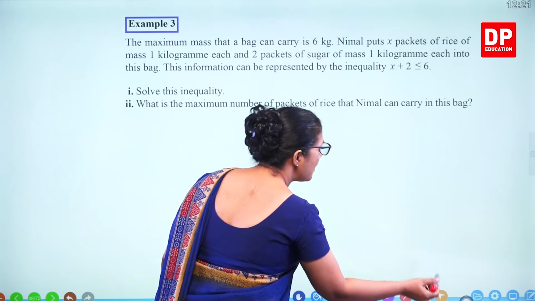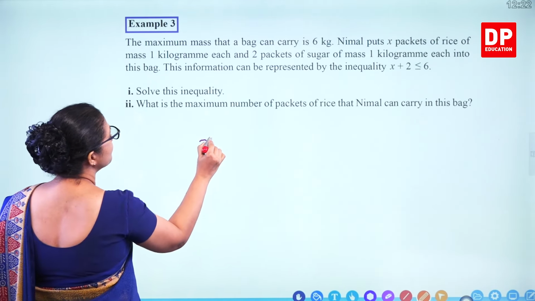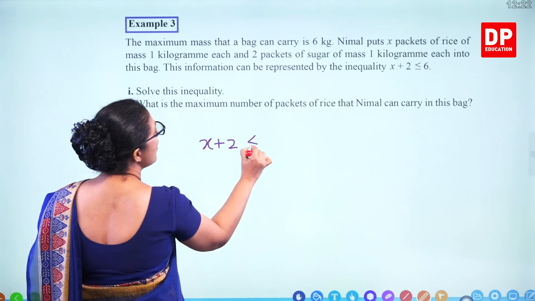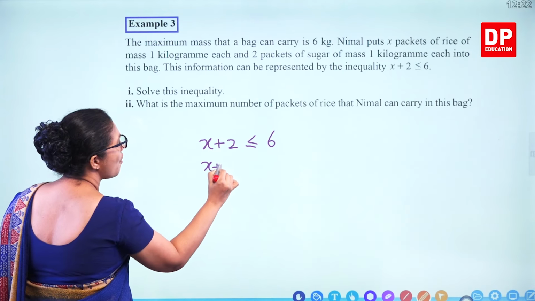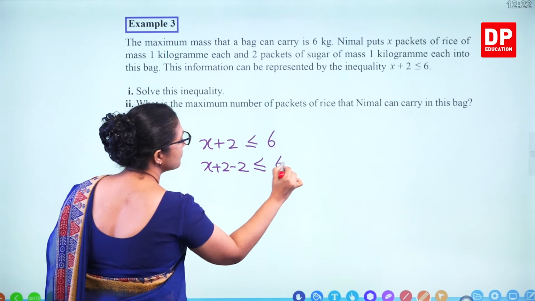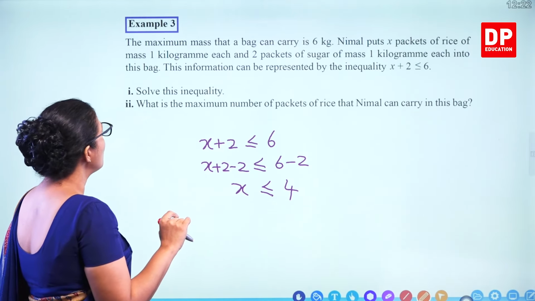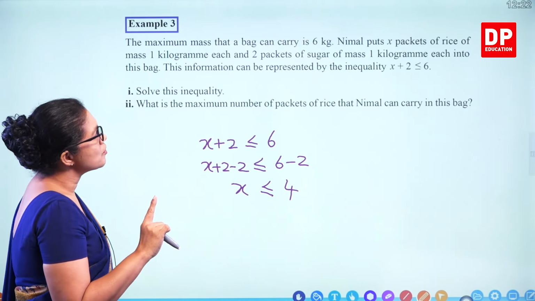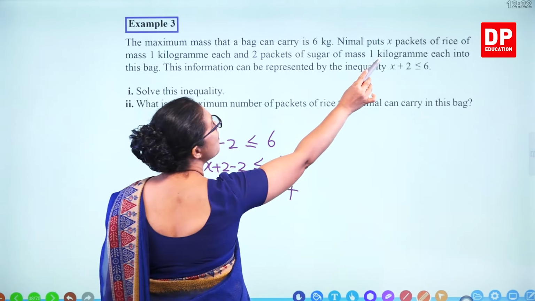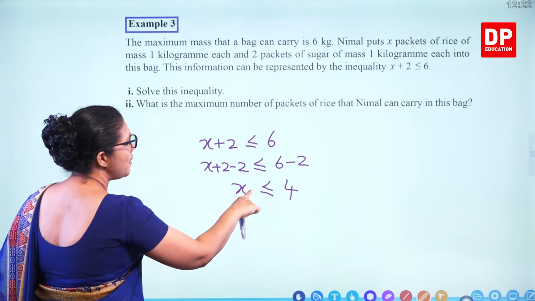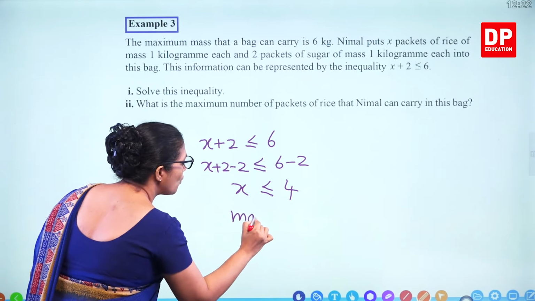So you have already been given the inequality. X plus 2 less than or equal to 6. So solve this. Subtract 2 from both sides. You get 4 here. X less than or equal to 4. So what's the maximum number of packets of rice that Nimal can carry? So X is the number of packets. So X should be less than or equal to 4. So the maximum number of packets is 4.